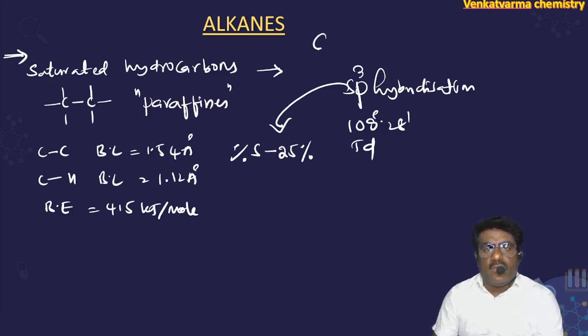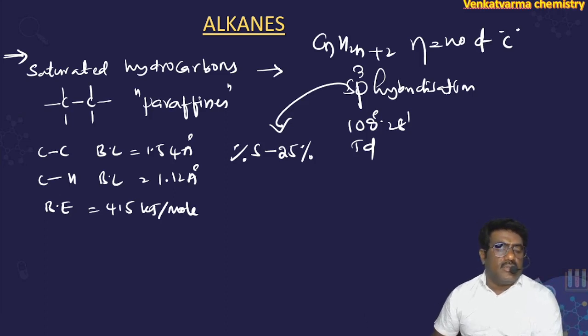Its general formula is CnH2n+2, where n stands for the number of carbons. Let's move on. Methods of preparation of alkanes.